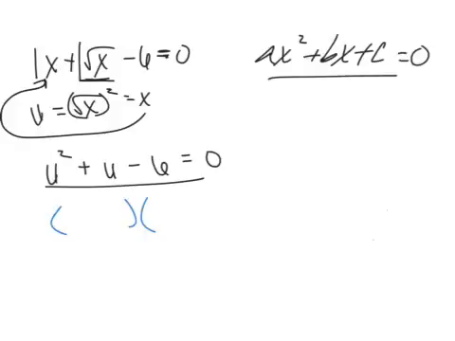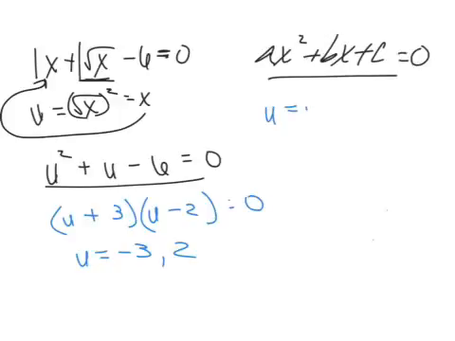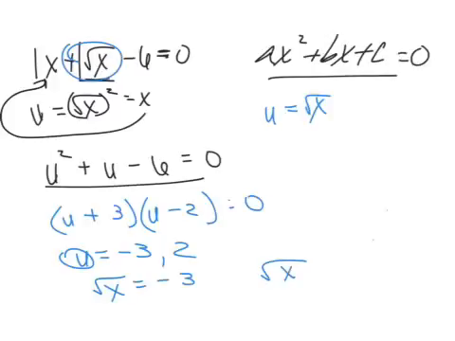I make this into two binomials, and I've got a u, a 3, and a 2, a positive and a negative. U equals negative 3, and it also equals positive 2. Okay, now what did I say? I said u equals the square root of x, right? So now I am going to replace u with the square root of x. So I'm going to have the square root of x equals negative 3, and the square root of x equals 2. So I have two answers there.